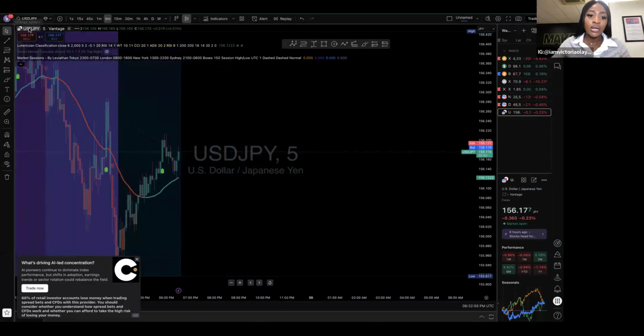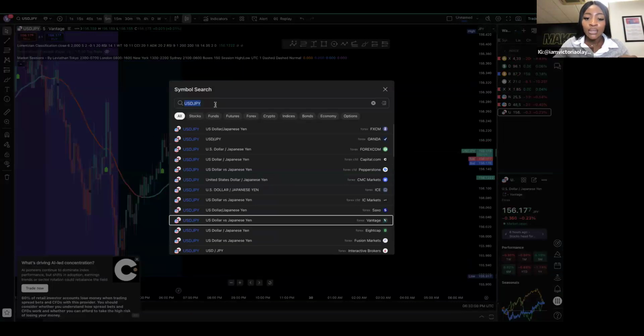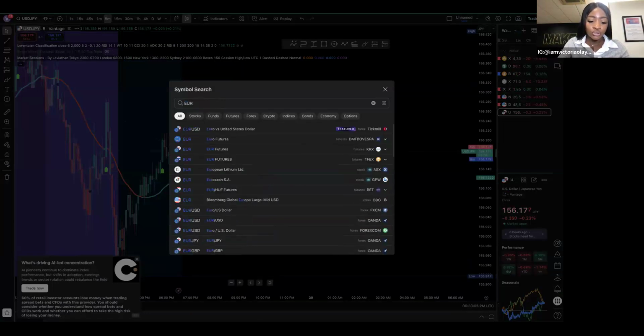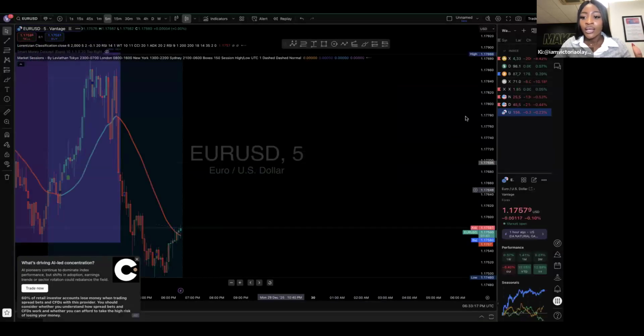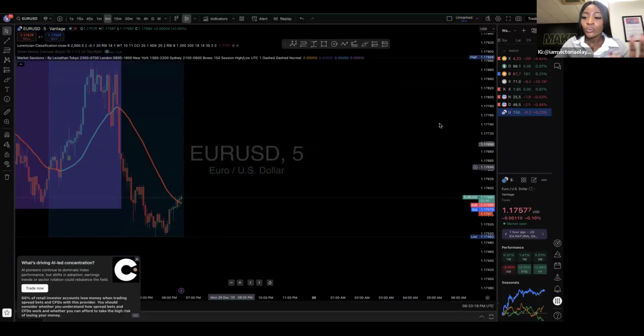And if you come on here, this is where you can actually type in your currency pairs. Let's say Euro USD, Euro USD. And I advise for every broker, you choose your broker, right? I use Vantage, so I can just click on Vantage, yeah, and then that's it. We talked about how to calculate your pip, yeah?